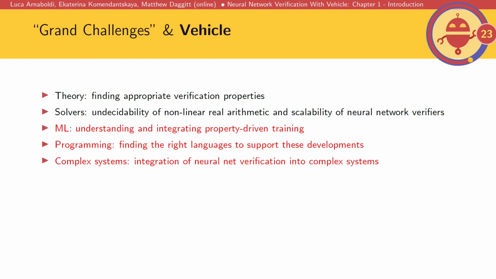I named 5 grand challenges, and the first 2 we're not solving with VeHICL whatsoever. So we're not improving solvers, and we're not influencing the theory that finds verification properties. But we do influence the latter 3 grand challenges with VeHICL.